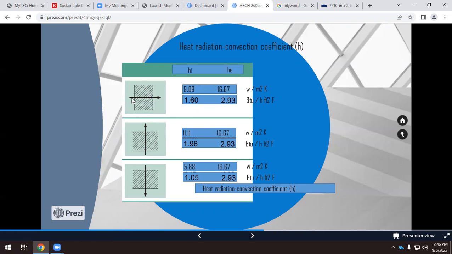So when we have a horizontal heat flow, that means that this is a wall. Because if we have a wall, the heat flow goes in this direction. If we have a roof, the heat goes up. It depends if we're talking about winter or summer. I'm assuming that we're always talking about winter. So if we are in winter, this is a roof and this is a floor.